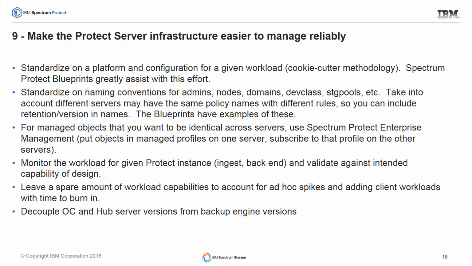You can also say, if you want to look at a good version currency rule, but you want to be able to take advantage of IBM's agile development with Spectrum Protect, you may have the Operations Center and Hub server running on a different instance. This allows you to apply fixes that have to do with the OC, the interface itself, more aggressively than you do those on the backup engines.